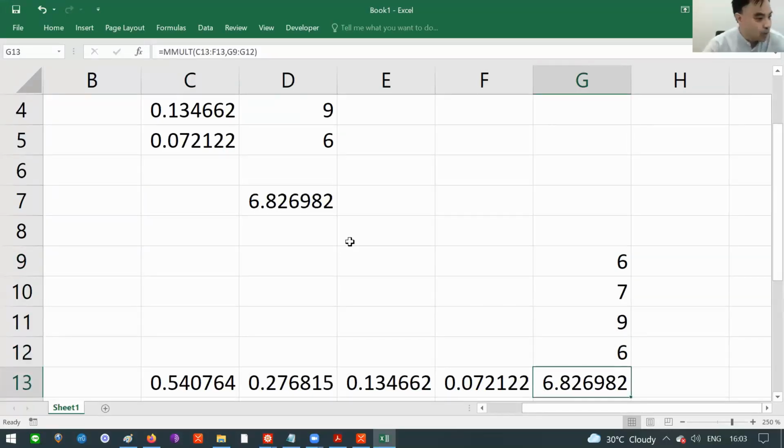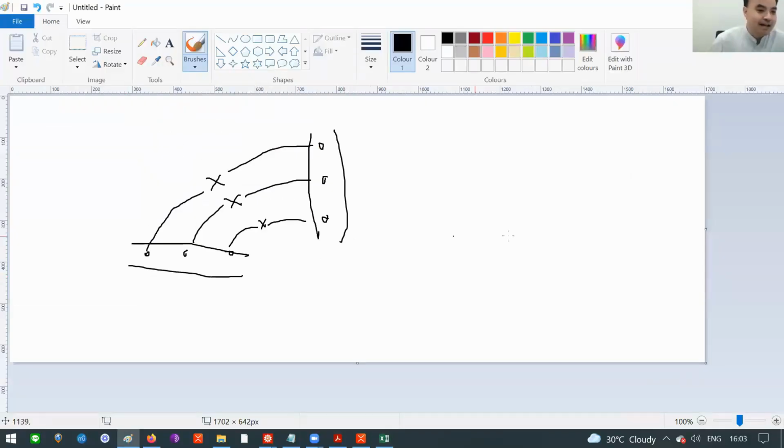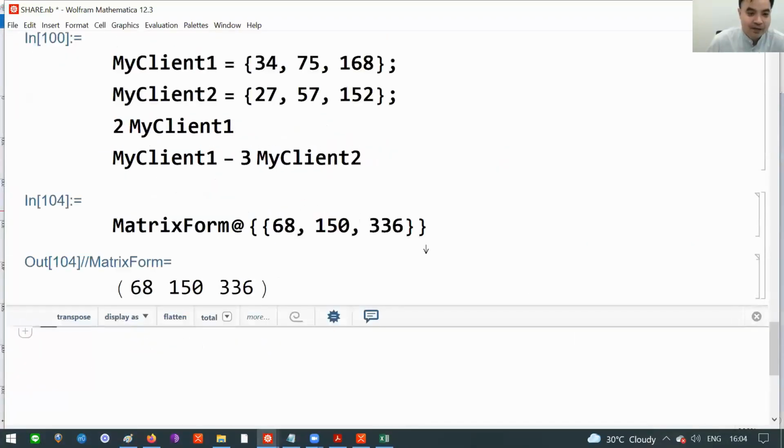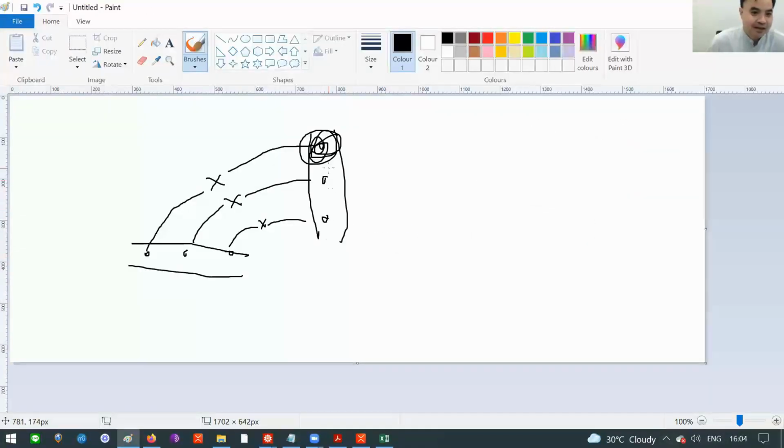Why do we do it this way? Anybody? Why do we do it this way? If you think about it, what you want to do is this is representing something about your client. Okay? So let's say your client has three things.